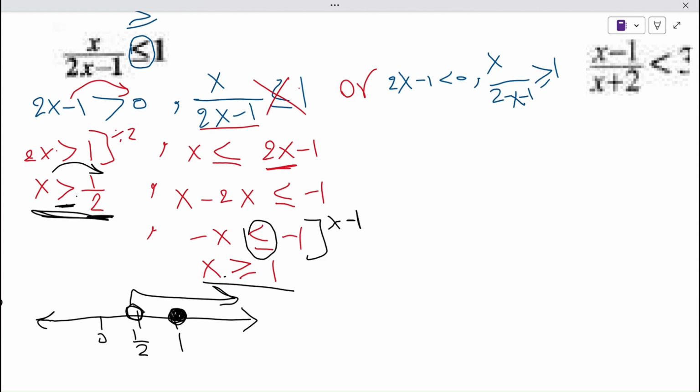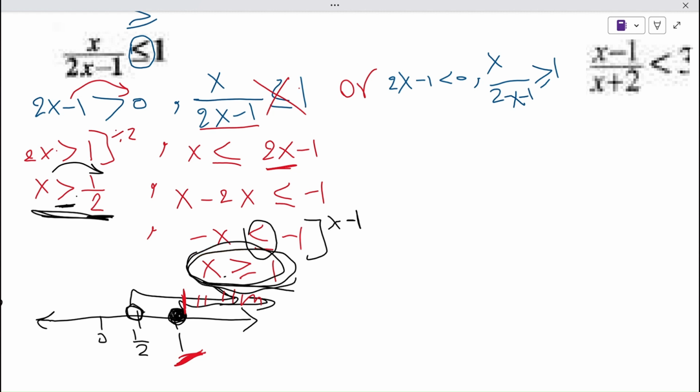Where's our solution? By intersecting these two directions. Here they intersect on both sides. In which one? At the point of 1. So we will circle this solution. This is our solution. What about the other side?